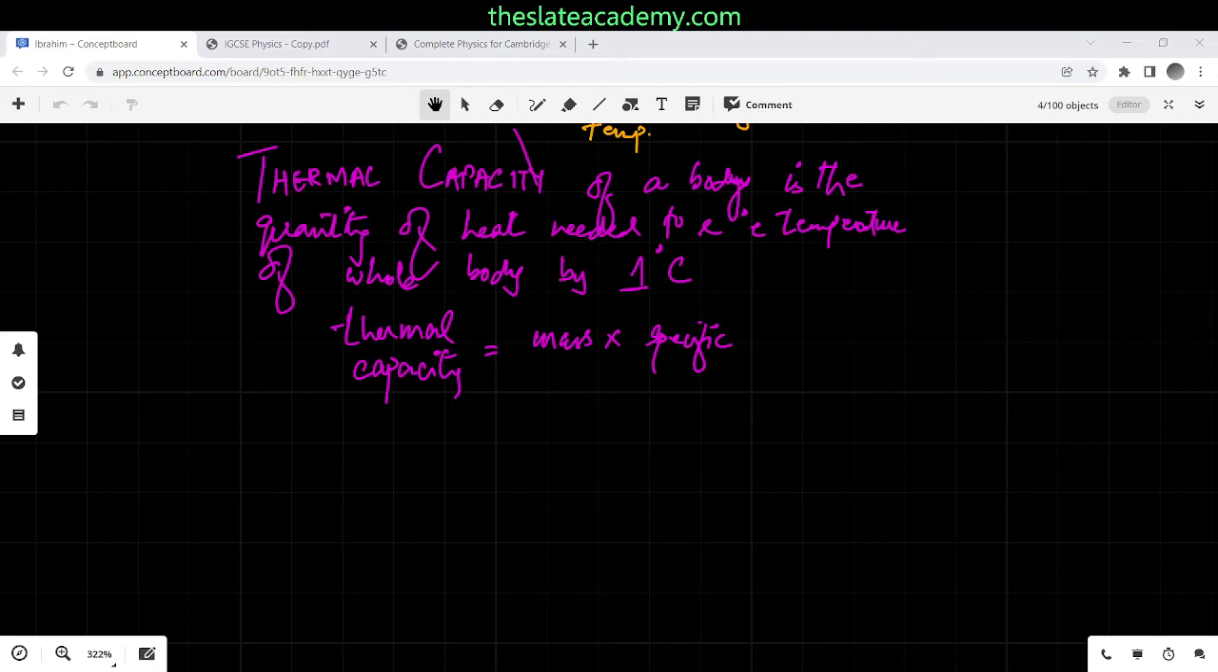Q is equal to m times delta theta times C. It isn't necessarily the formula for specific heat capacity. It's called the heat equation. So it is Q is equal to m times delta theta times C, specific heat capacity.